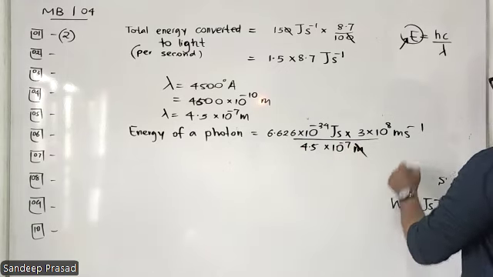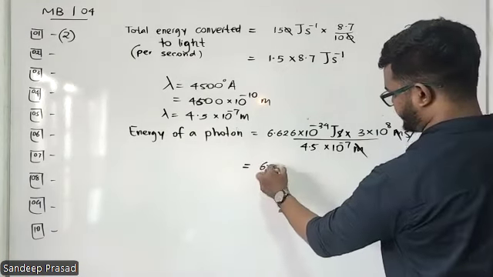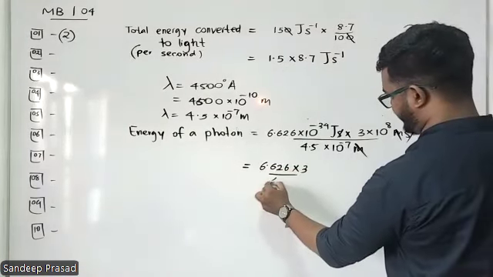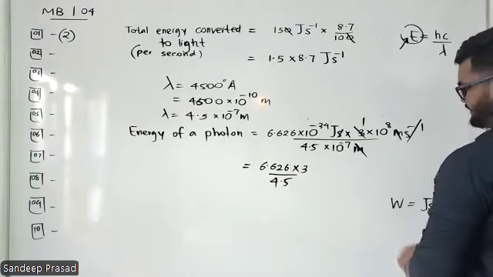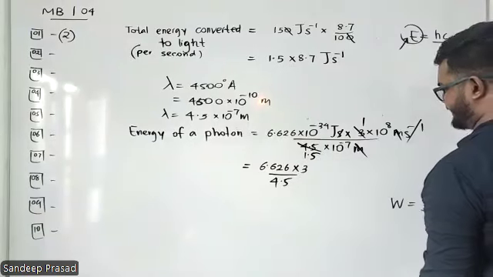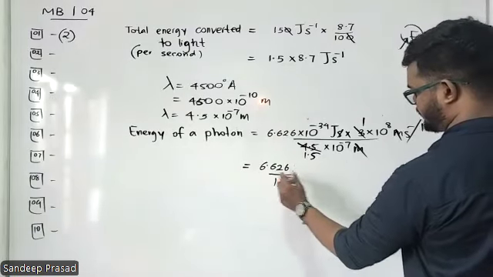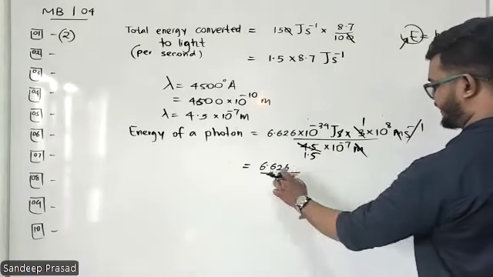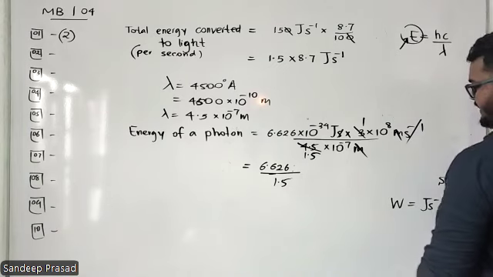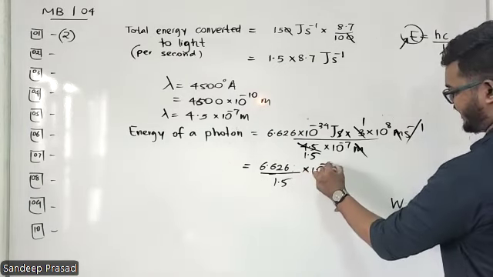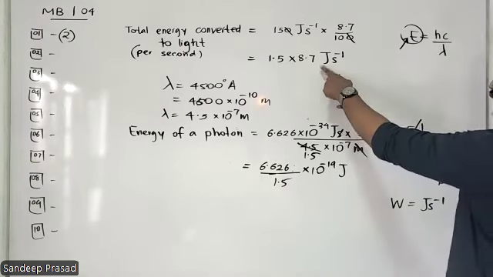Let me simplify the units. Meters will cancel off, second per second will cancel off. And here we have 6.626 multiplied by 3 divided by 4.5. 3 and 3 cancelling off, no? Both are divisible by 3. So therefore this is 1.5. So 10 to the power values: 10 to the power minus 7 will go to the numerator as plus 7. Then 10 to the power 15, 10 to the power minus 19 joules. So this is the energy of a photon. And this is the total energy.